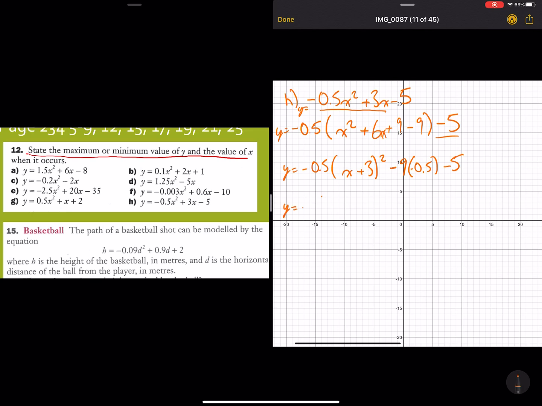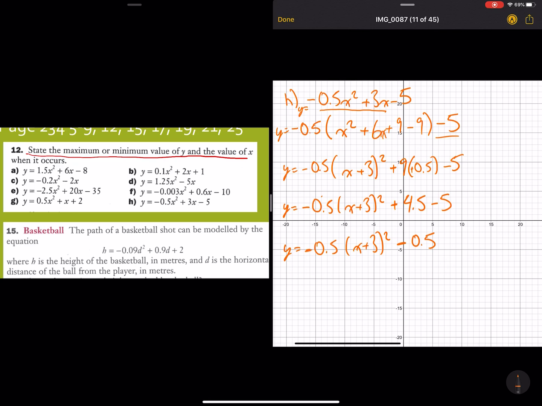What are we left with? Minus 0.5 times x plus 3 squared minus, or that becomes plus. Half of 9 is 4.5. Minus 5. What are we left with? Minus 0.5 times x plus 3 squared minus 0.5.